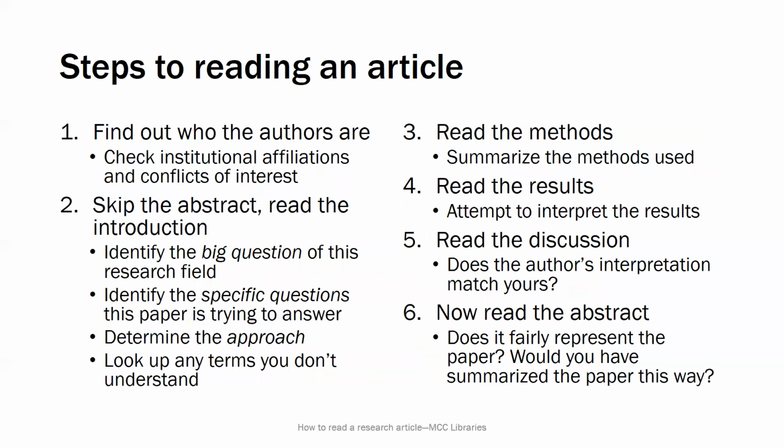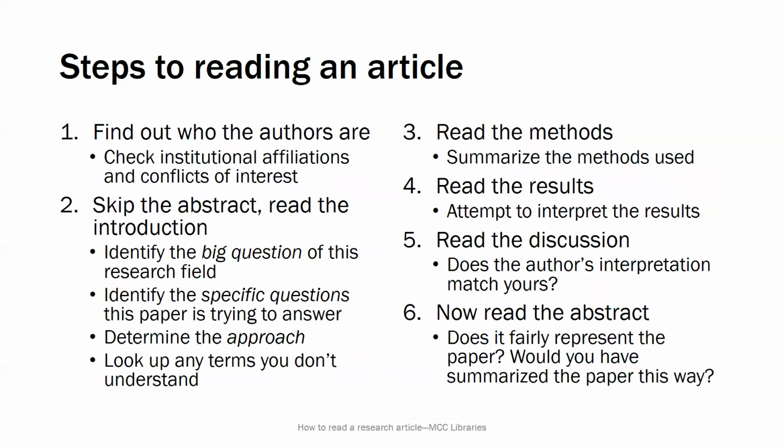So this is a summary of what we've talked about. At first, we always want to find out who those authors are and where the money's coming from, because if the money is coming from a source that's just trying to sell us something, we don't want to waste time reading that article. Then we skip the abstract because it can be written in a very biased way and go right to the introduction. We identify the big question: what is this field as a whole trying to answer? Then we identify the specific question: what is the research team going to try to answer in their experiment?